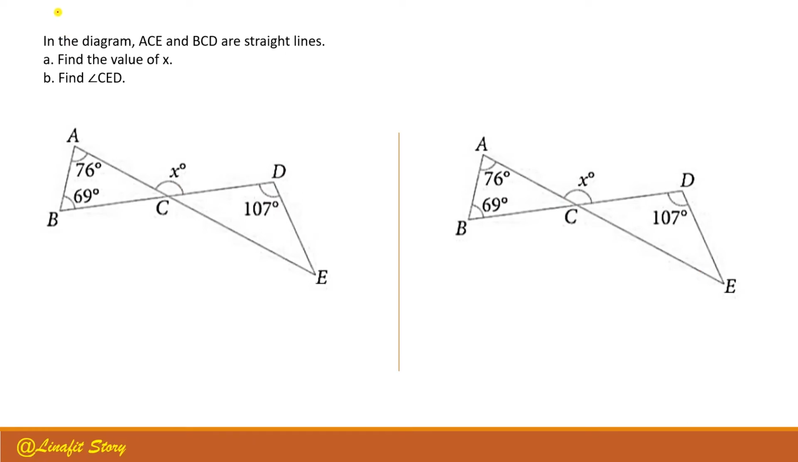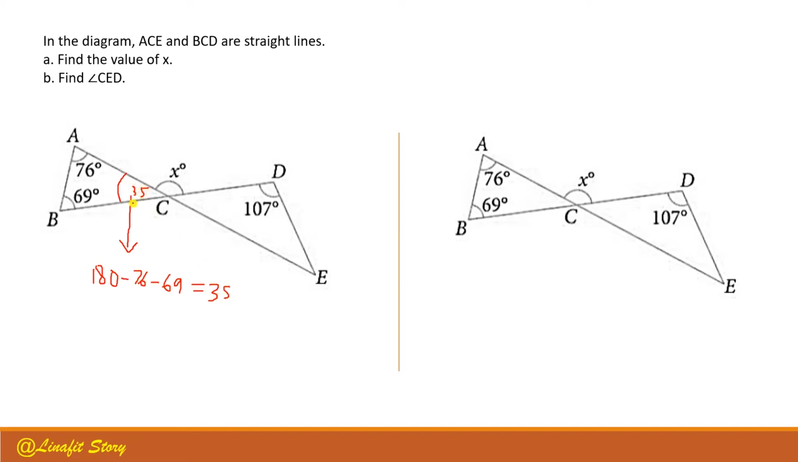In the diagram, ACE and BCD are straight lines. Find the value of x and find angle CED. So there are two methods to solve this question. This is the triangle ABC. The sum of angles of a triangle is equal to 180 degrees. So to get BCA is 180 minus 76 minus 69 is equal to 35 degrees.